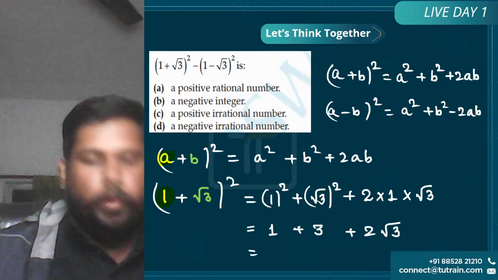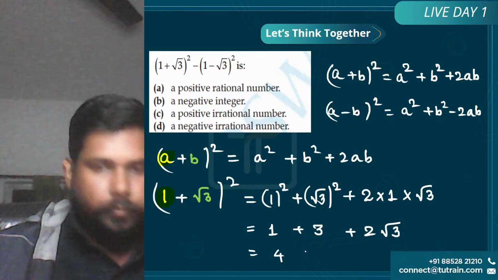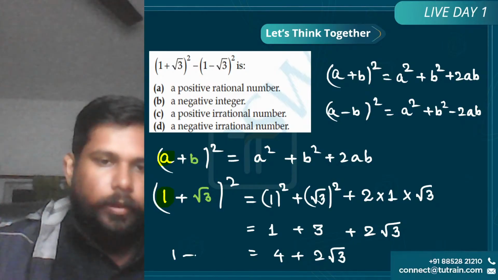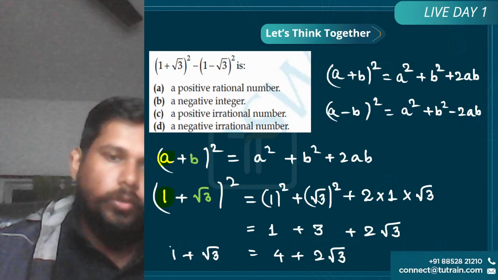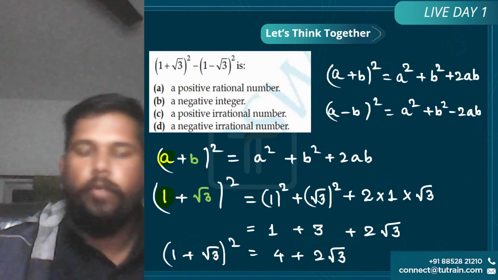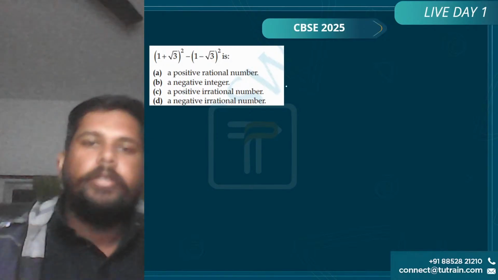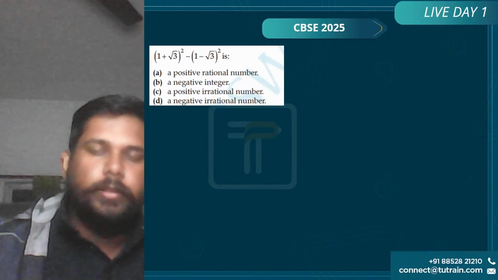So now 1 plus 3, that will be 4 plus 2 root 3. So from here we got 1 plus square root 3 whole square is 4 plus 2 root 3, right? Yes. Now you should find 1 minus root 3 square.